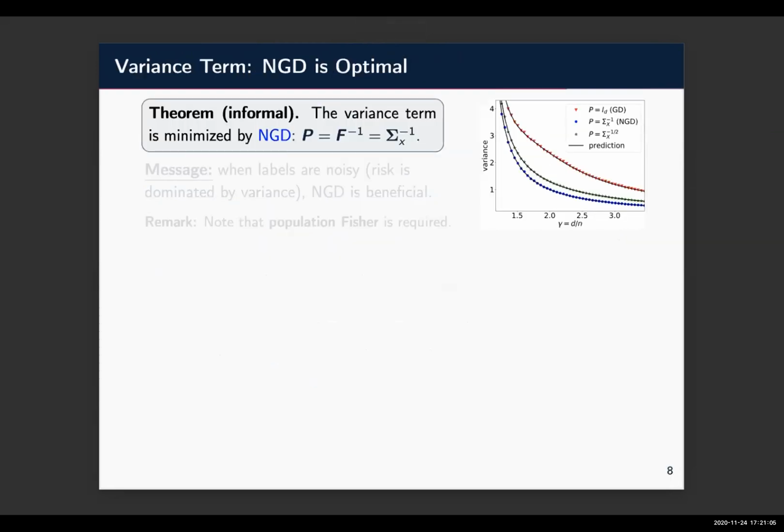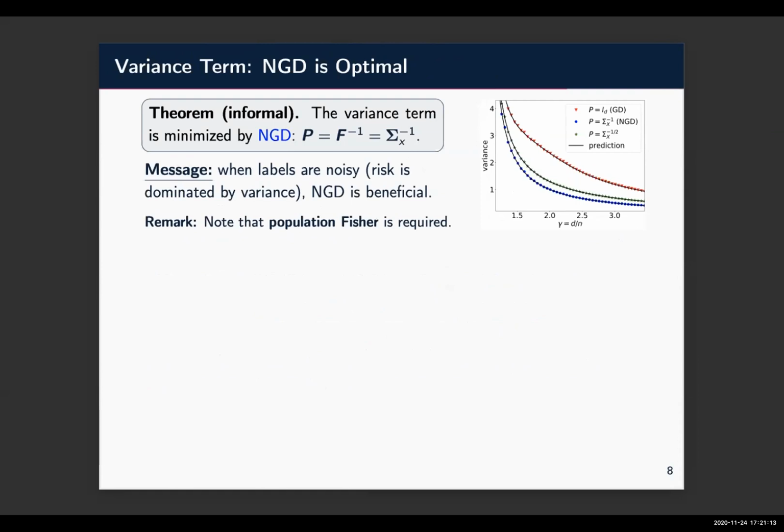So let's first look at the variance term. We're able to show that natural gradient descent actually achieves the optimal stationary variance. So in other words, when the labels are noisy, we can expect natural gradient to generalize better under interpolation. So again, the caveat is that you need to use a population Fisher.